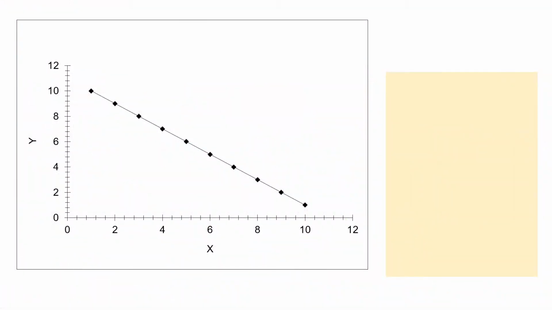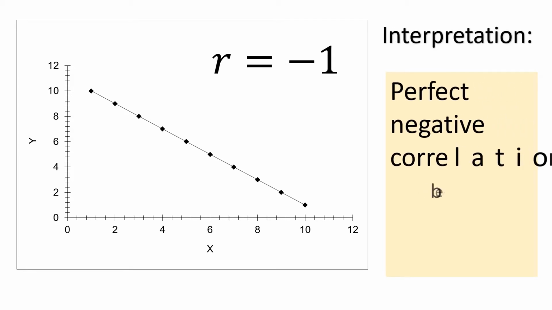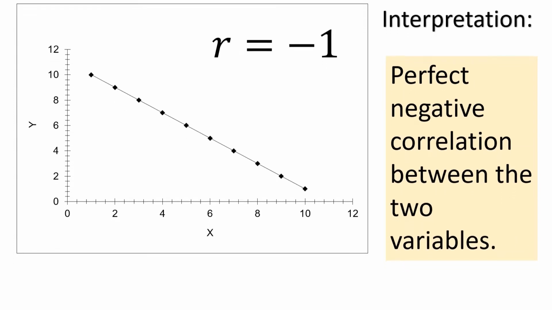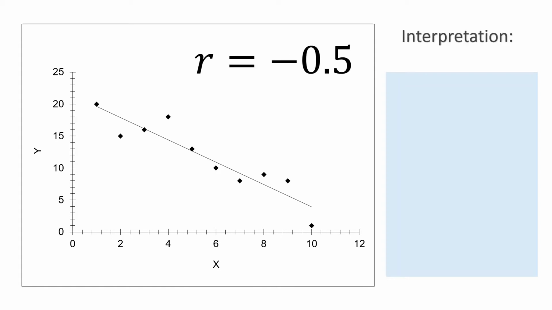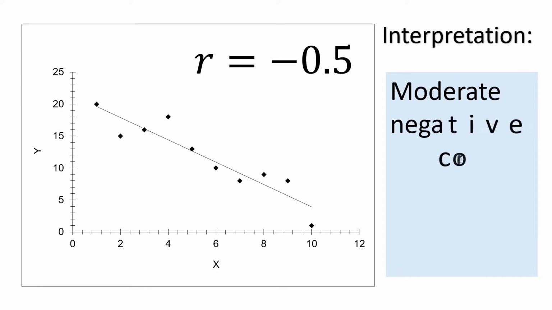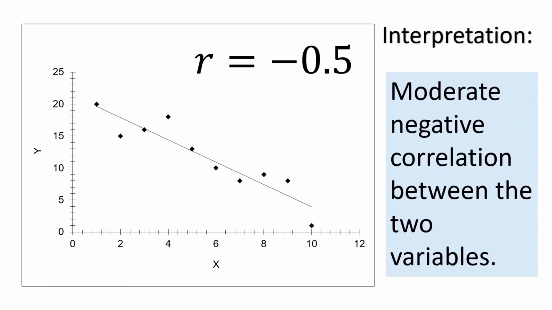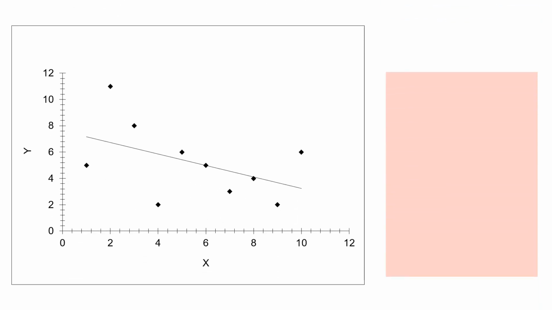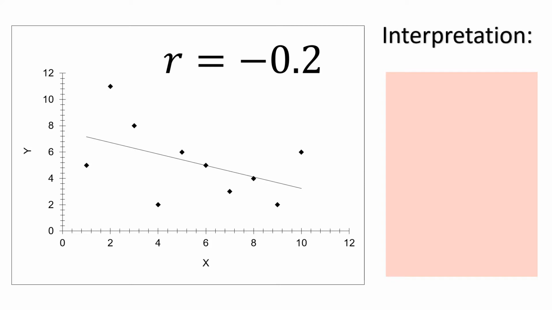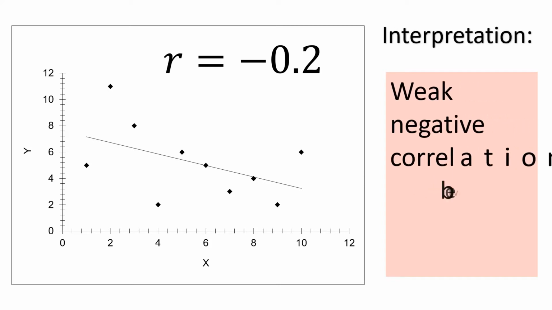For this scatter plot, R is equal to -1. And the interpretation: perfect negative correlation between the two variables. For this scatter plot, R is equal to -0.5. And the interpretation: moderate negative correlation between the two variables. For this scatter plot, R is equal to -0.2. And the interpretation: weak negative correlation between the two variables.